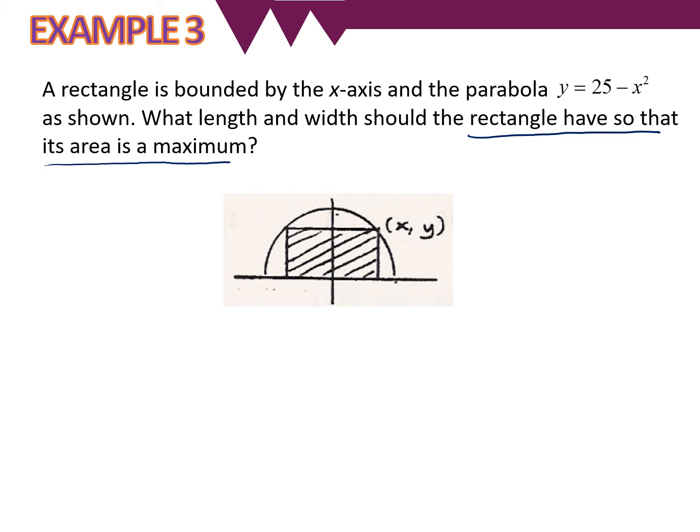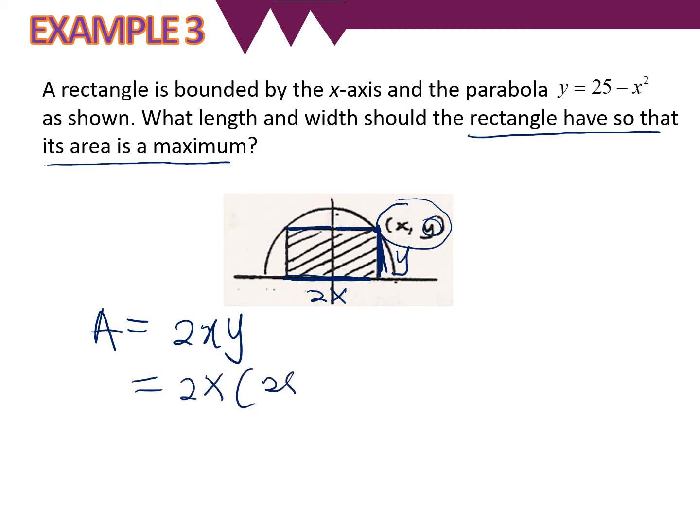Okay, so we come up with the area for the rectangle, A equals to, alright, so here is a point, which is (x, y). That means the length from here to here is x, and also from here to here is x. That means the length is 2x, while the height is the value y. So the area is 2x times y, where y is 25 minus x squared. We expand, and we will have 50x minus 2x cubed.